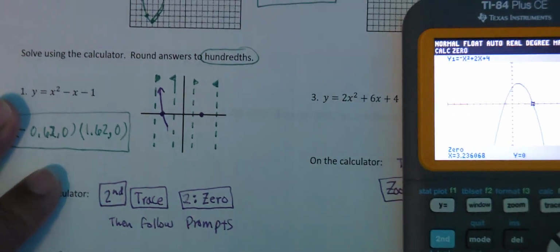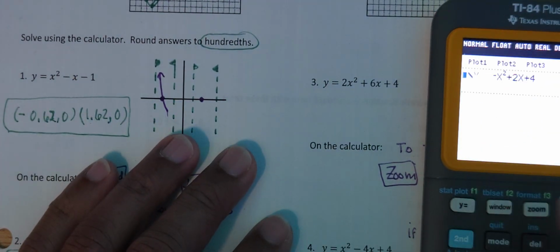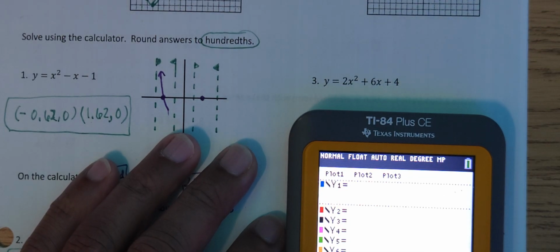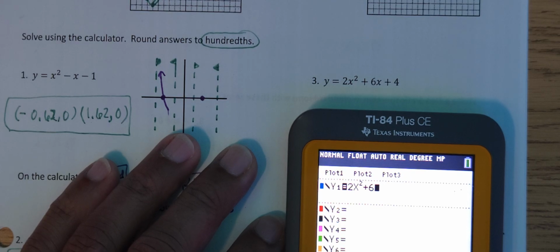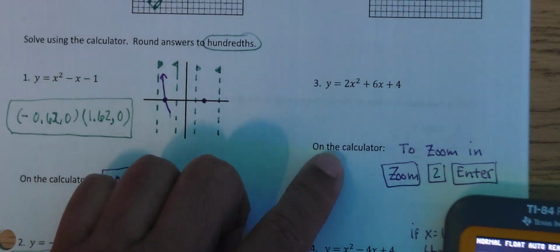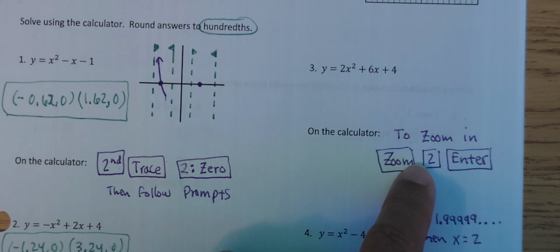Okay, I'm going to do number 3. For number 3, I'm going to go back to y equals, clear that function, and enter this one. So this is 2x squared plus 6x plus 4. Then graph it. You can also zoom in. To zoom in, zoom to and enter.